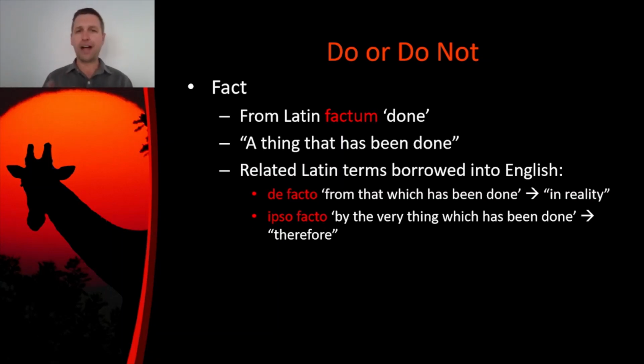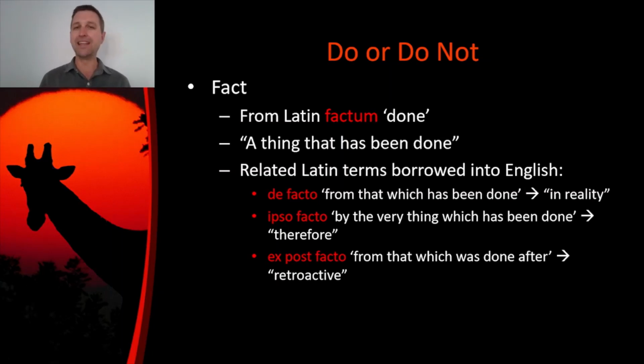If you use ipso facto in a sentence, a lot of times you can actually just replace it with the word therefore, because you're saying by the very thing that has been done, this other thing is accurate. So you can say, therefore, this thing is accurate. But that is literally what the term means in Latin.